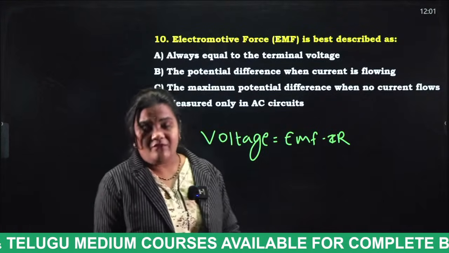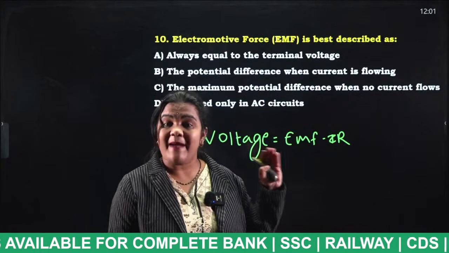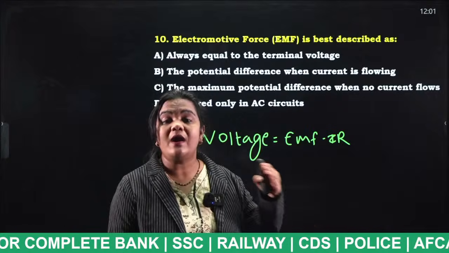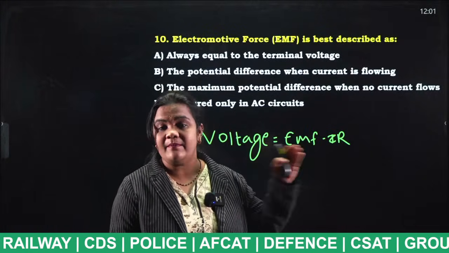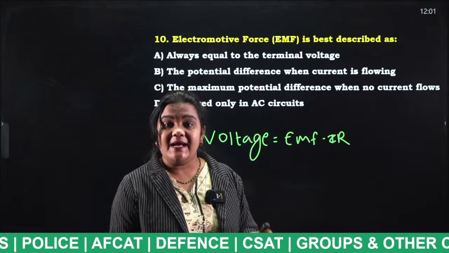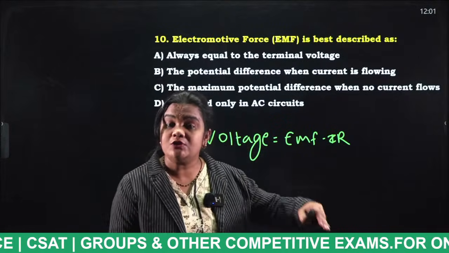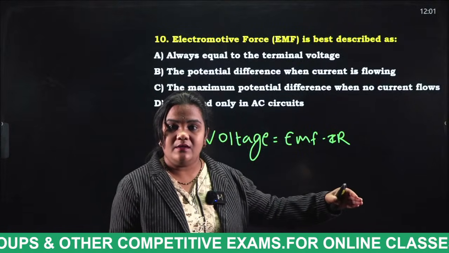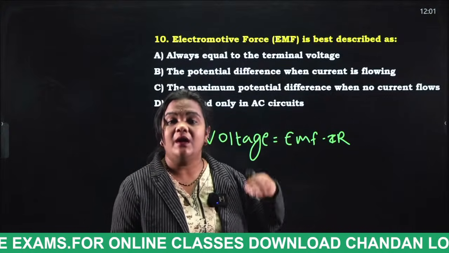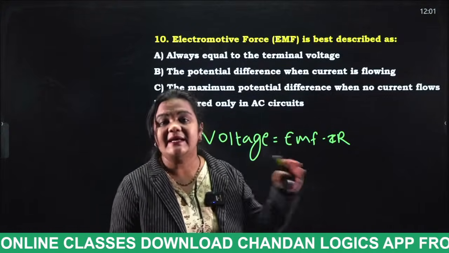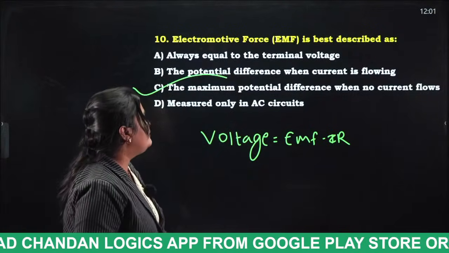Now tell me, when there is a maximum potential difference when no current passes, what we will say that as? We will say that as EMF. EMF is nothing but the energy supplied from a source to an object, when there is a maximum potential difference when no current flows. The maximum potential difference when no current flows.